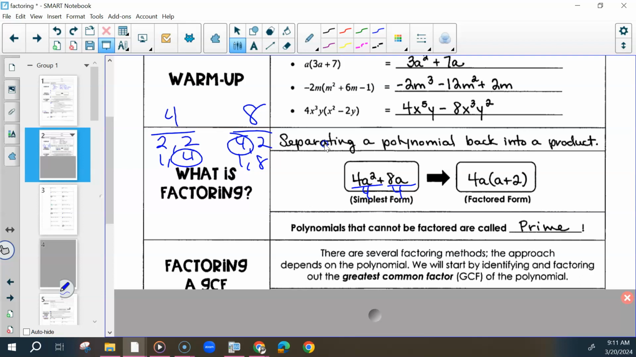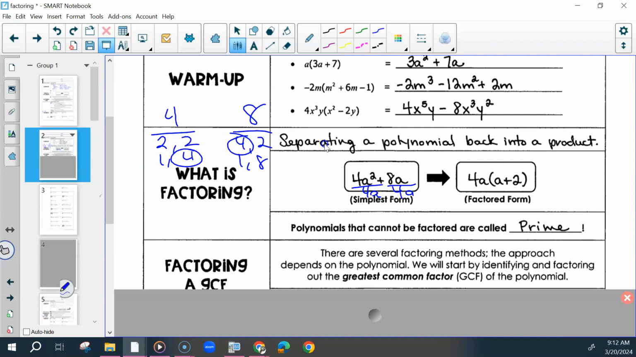And then we also have to look at variables. If they both have the same variable, we have to look at the lowest exponent. Because I couldn't take 2 a's out of this, you get a negative exponent, and we're trying to avoid that here. So I could take at least 1 a out of both of these. And then your dividing exponent rules come into play. So if I divide both of these by 4a, 4a squared divided by 4a is what? Just a. We're subtracting the exponents. And then 8a divided by 4a is what? 2.